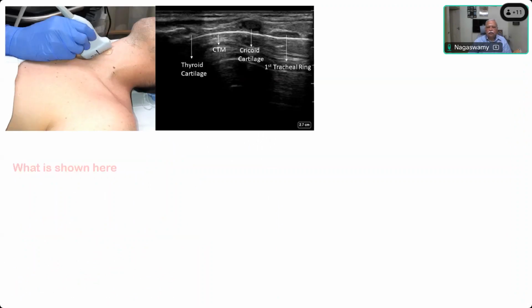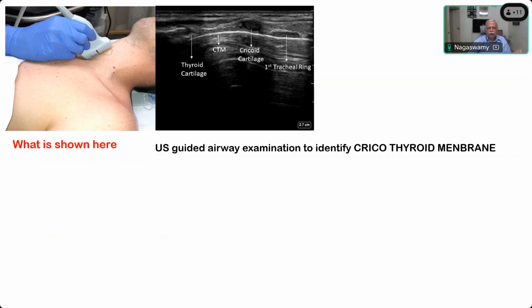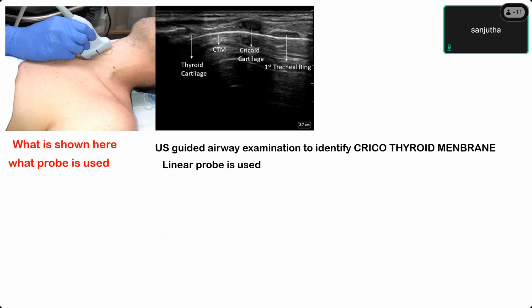Another ultrasound question. What is shown here? Ultrasound of the airway showing the cricothyroid membrane. Cricothyroid membrane. Very good. Ultrasound guided airway examination to identify cricothyroid membrane. What is the probe that is being used for this examination? Linear probe, high frequency. Correct. What is the view? How do you describe this view? Sagittal view of the trachea. Sagittal means across.